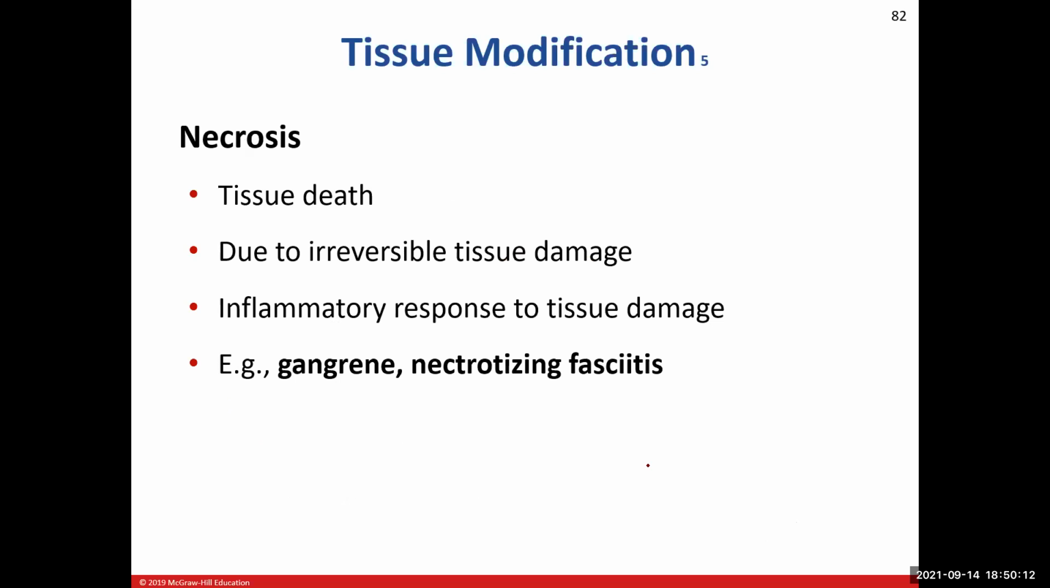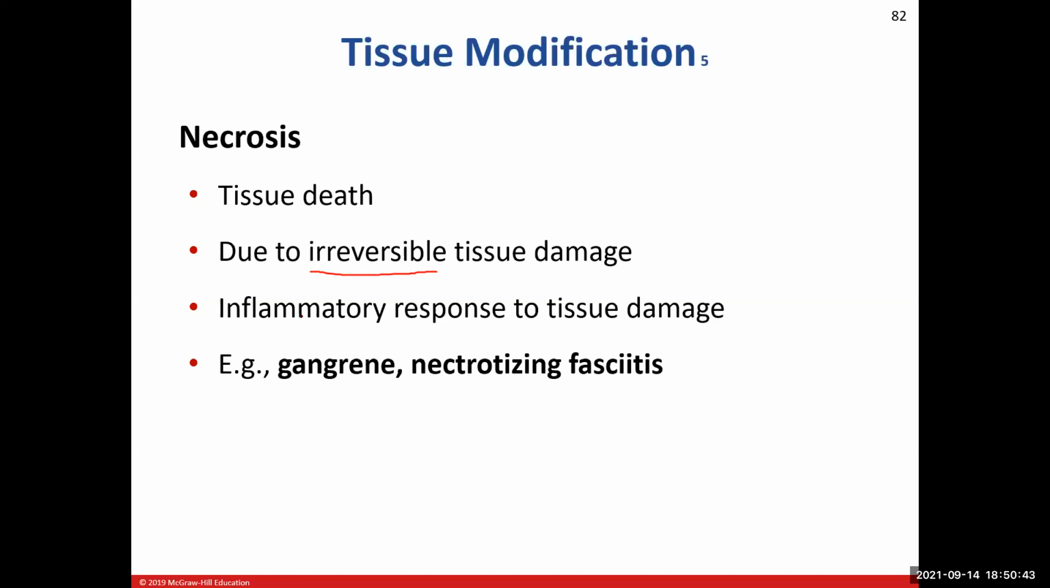I didn't talk about this in lab, but I want to talk about it here: tissue necrosis, which is tissue death. Now, this occurs once the tissue is dead. It's almost like those keratinocytes that undergo the keratinization process. Once the keratin is produced, that cell is going to be dead. So this is going to be irreversible tissue damage that is going to be prevalent in this tissue.